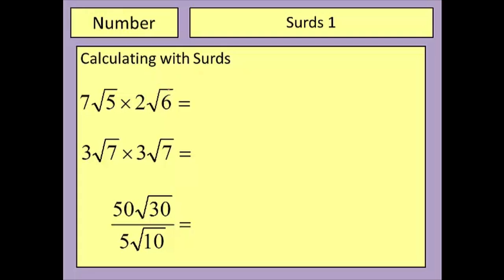Okay, so in the first one, 7 times 2 is 14, and root 5 times root 6 is root 30. In the second one, 3 times 3 is 9, and root 7 times root 7, well, I've got to be a little bit careful here because root 7 times root 7 is actually 7. So the answer to this I can give as a whole number. It's actually the integer 63. There is no surd in the answer to this one.